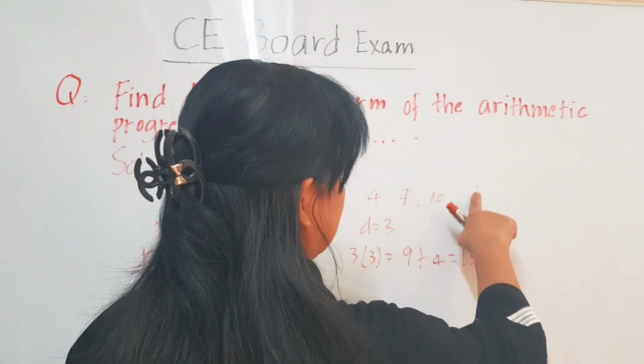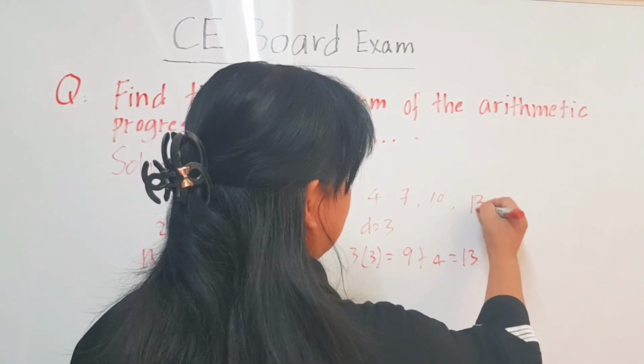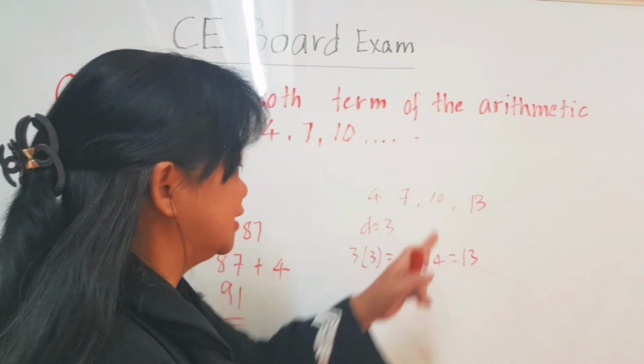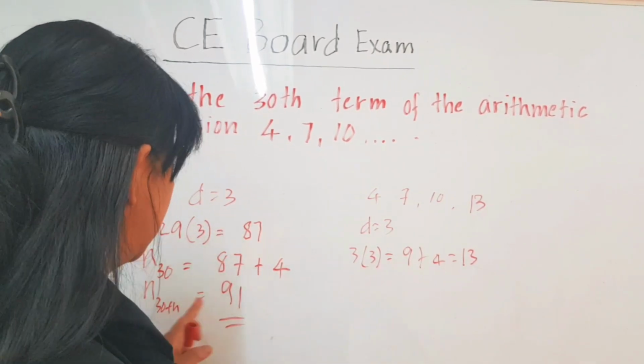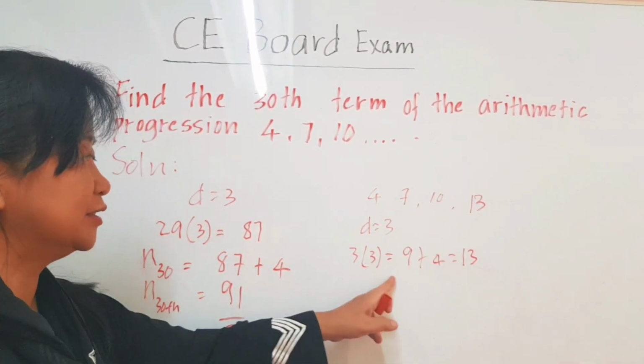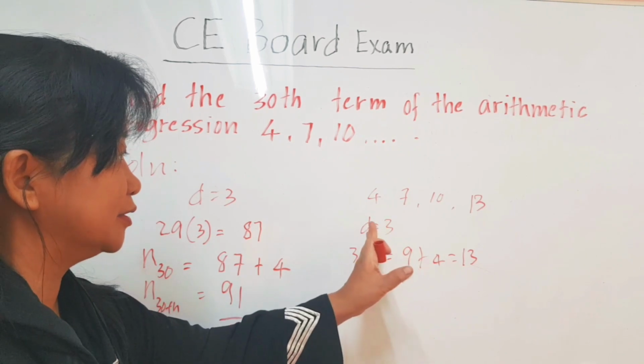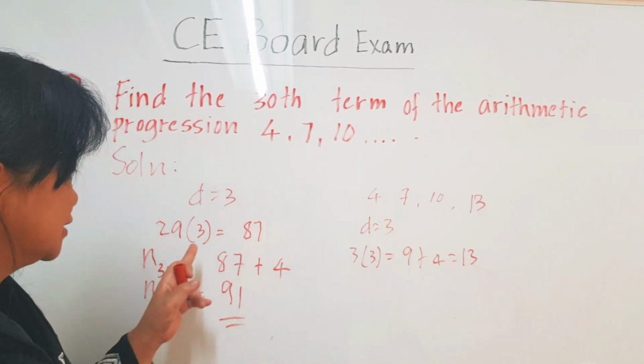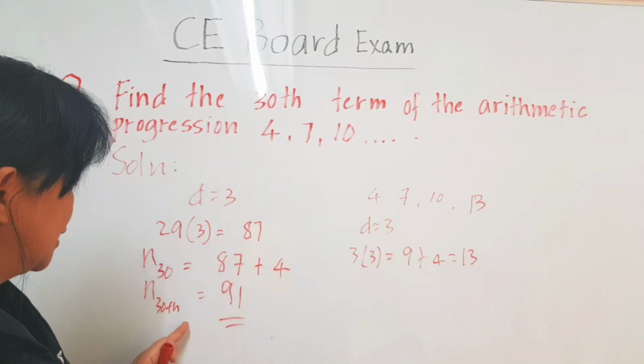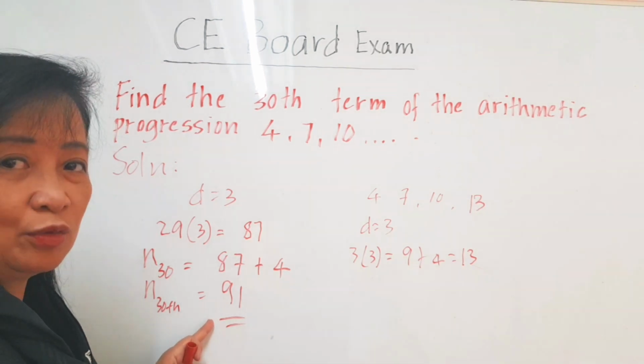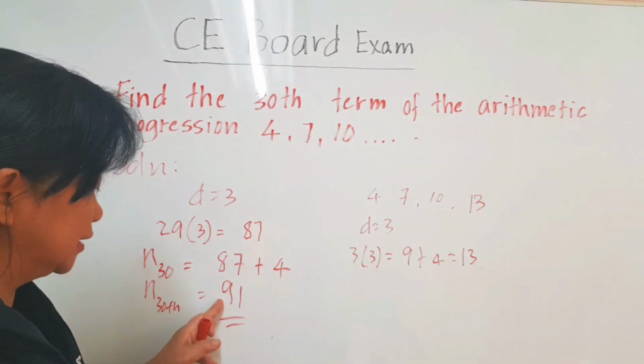That means the next one here is equal to 13. Say 13 minus 10 is 3. So this is the one here. This is the short explanation for finding the number of terms. This is for the 30th term. The number is 91. This is the 30th number.